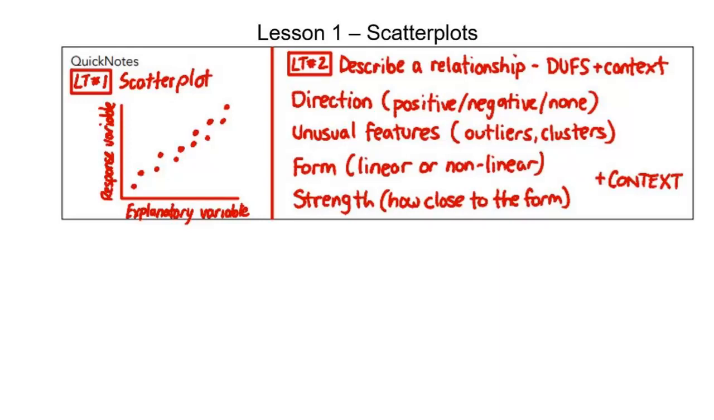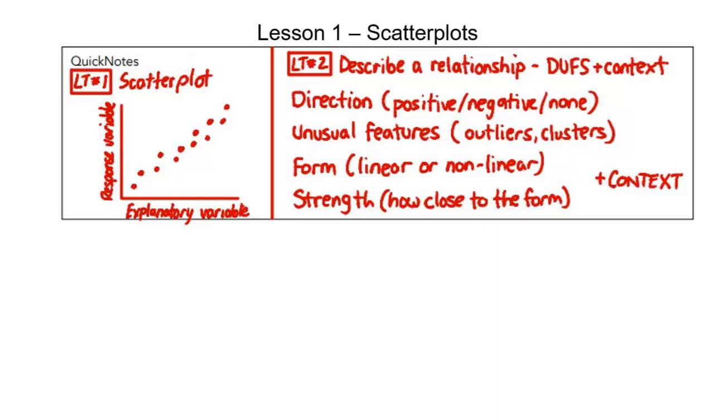Tomorrow, we'll look at what a scatter plot looks like when there's the different directions and different strengths. Unusual features, outliers or clusters, form, for the most part, we're looking at linear or nonlinear. And again, like 99% of the time, we're going to describe this as a linear relationship because no other shape actually fits it. And then strength, how closely do we meet this linear form?